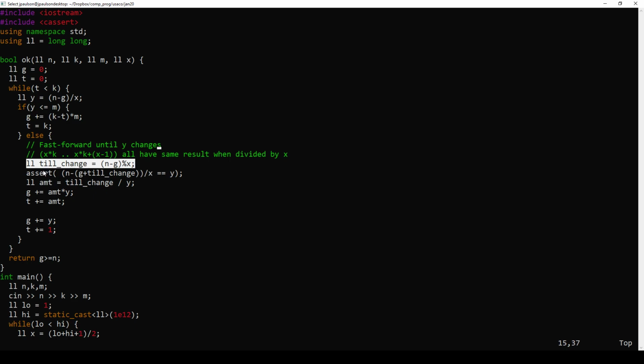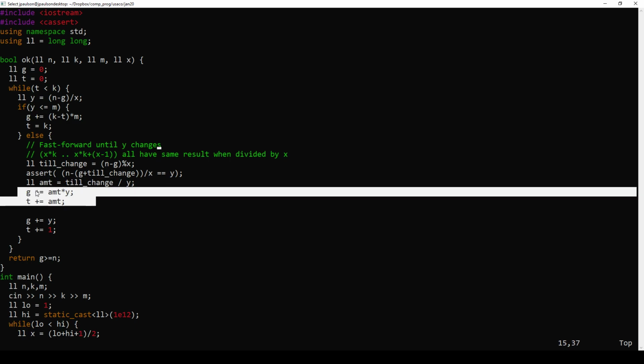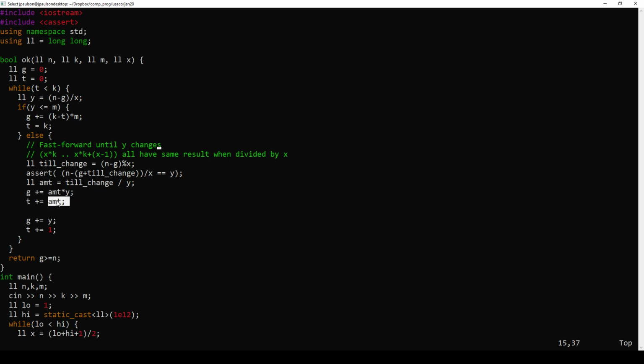And just to check that we did the math right, we're going to assert that N minus, right, so what we're saying is we can keep giving this much and y won't change. So let's assert that N minus G plus the amount till change, divided by X, is still y. And then we can do the fast forwarding. So how many days of that are there going to be? Well, there's just going to be how much we can give divided by y, because we're giving y per day. So do that fast forwarding, right? Just give that amount of days.